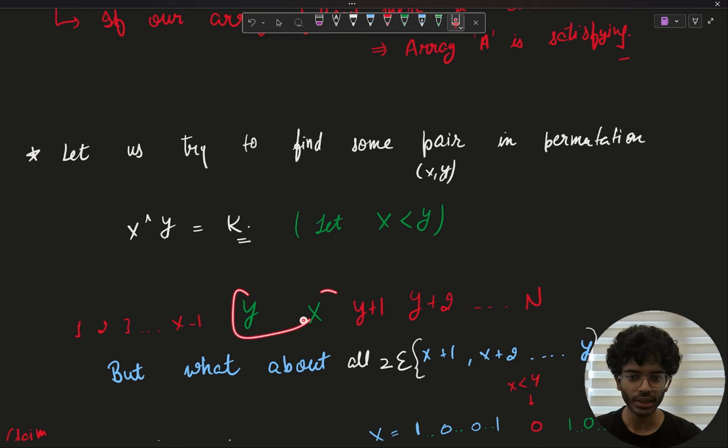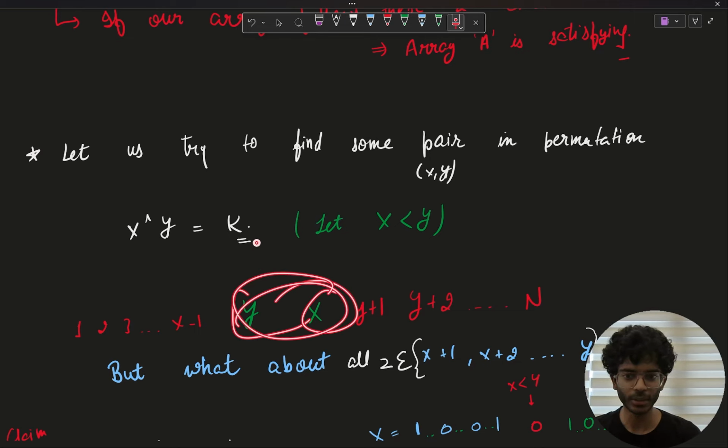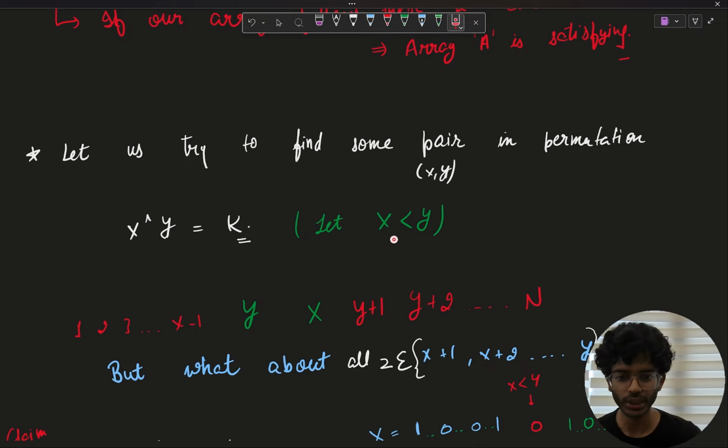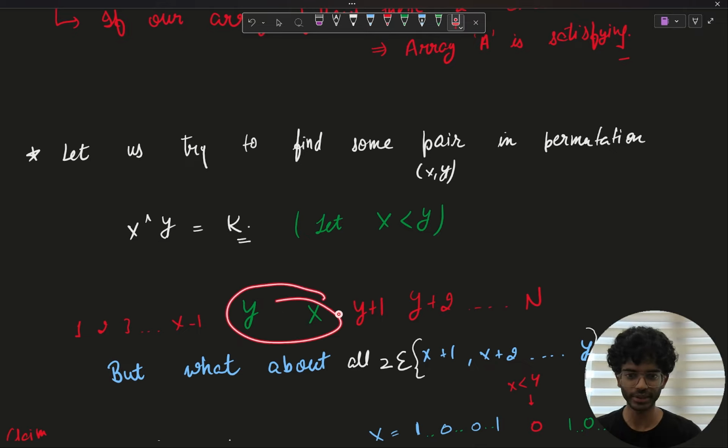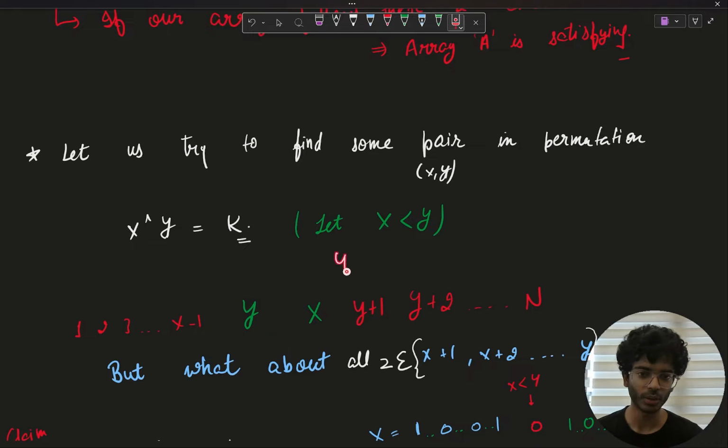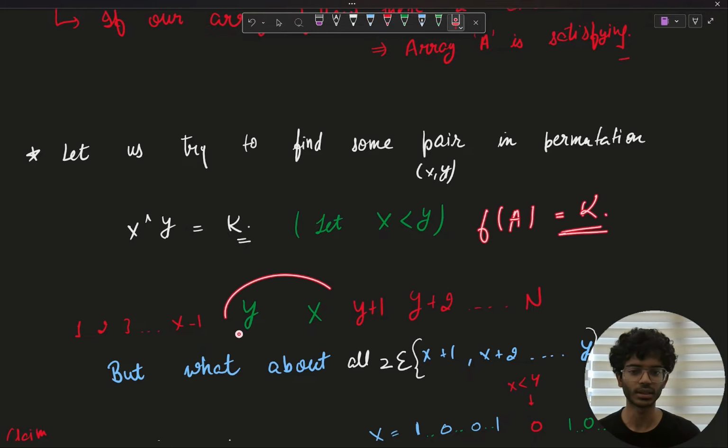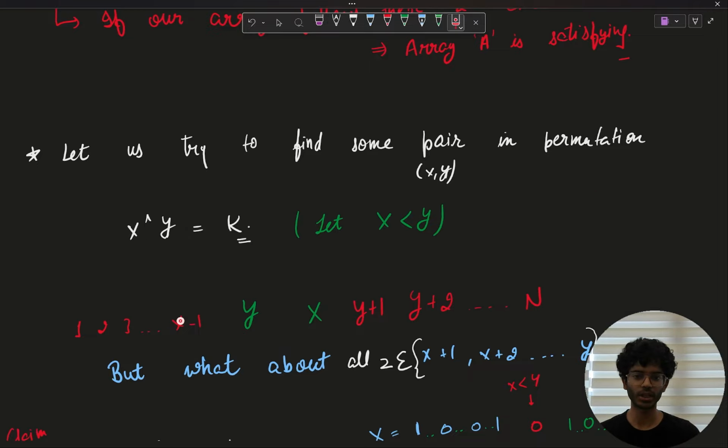Now, if we put y here and x here, this is an inversion, because y is greater than x and I is less than J. So these two elements have to be swapped, and when they are swapped, y XOR x is equal to k. So we have found exactly one pair which will be swapped. There exists at least one inversion such that their XOR is equal to k.